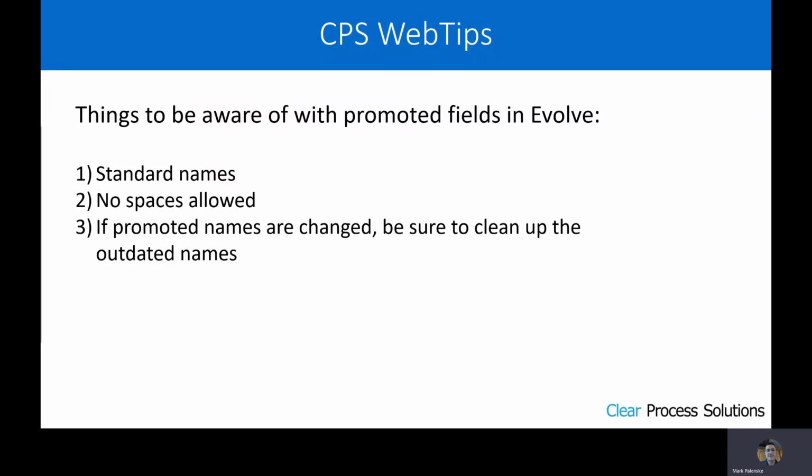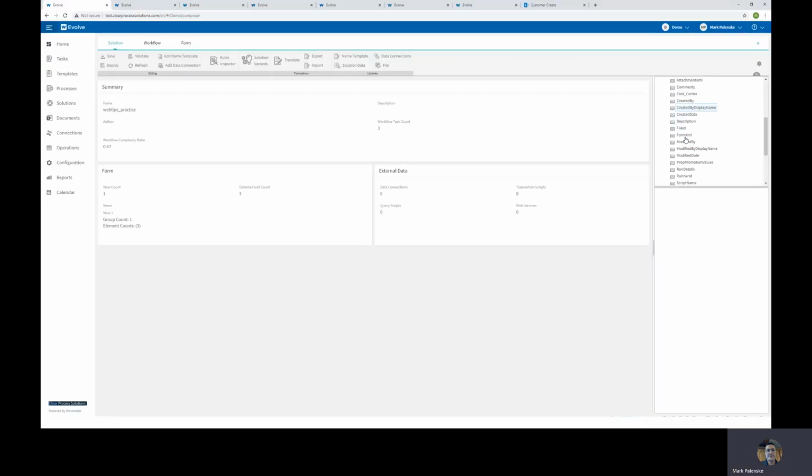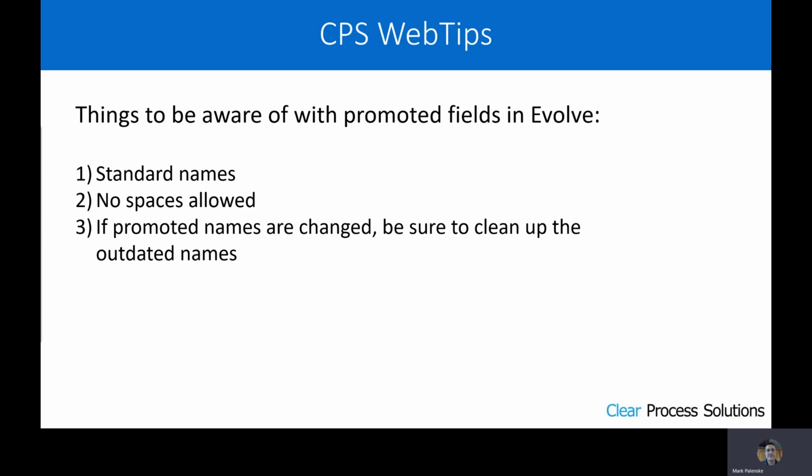Again, watch out for the standard names. You can find those listed under, I'll demonstrate that one more time, the solution fields here. It comes with a whole bunch of defaulted ones. You won't want to use runner ID, status, title. Those all exist. You'll have problems if you try to recreate a promoted field, or as in Evolve, it's called a solution field. Don't use spaces. If you create promoted names that aren't necessary, go back and clean those up. It's very easy to use.